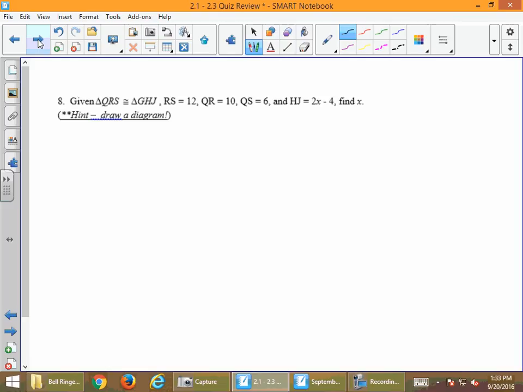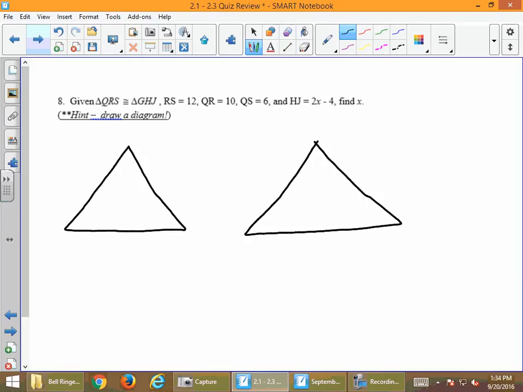We have these two triangles congruent. If you haven't already started, draw the two triangles. Here's one triangle, here's the other triangle. They're congruent, so their vertices match up. I'm going to label this first one Q, R, S. Make sure you label the other one in that same pattern. Q is here, so G has to go there. R is on the top, so H has to be on the top. And S is over here, so J has to be over here. The vertices have to match up if they're congruent.